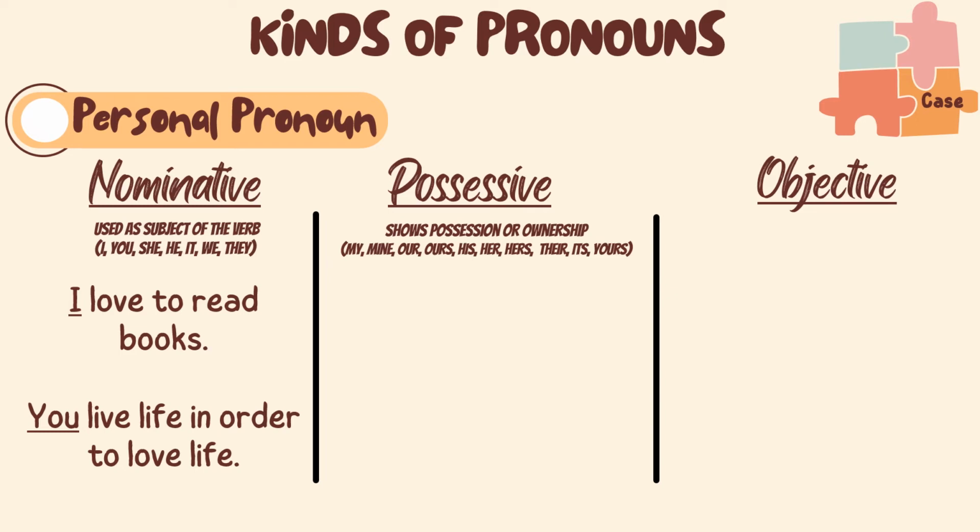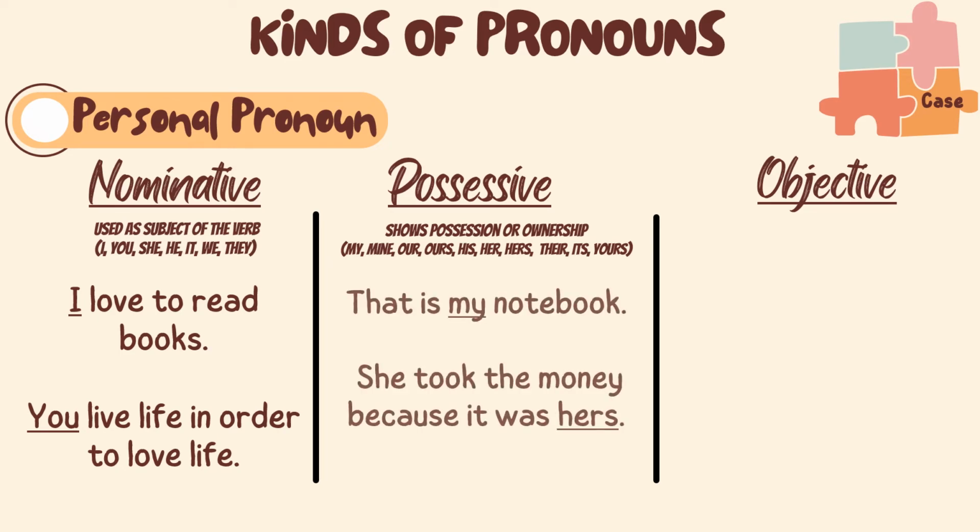A pronoun is in possessive case when it shows possession or ownership. An apostrophe is not used with a personal pronoun to show possession. The following are the possessive forms: my, mine, our, ours, his, her, hers, their, its, and yours. For example, that is my notebook. She took the money because it was hers.